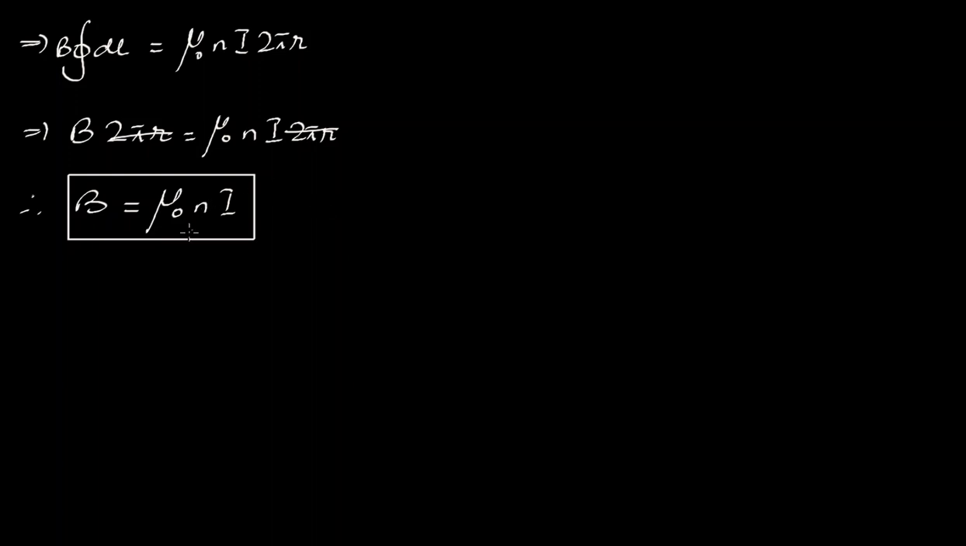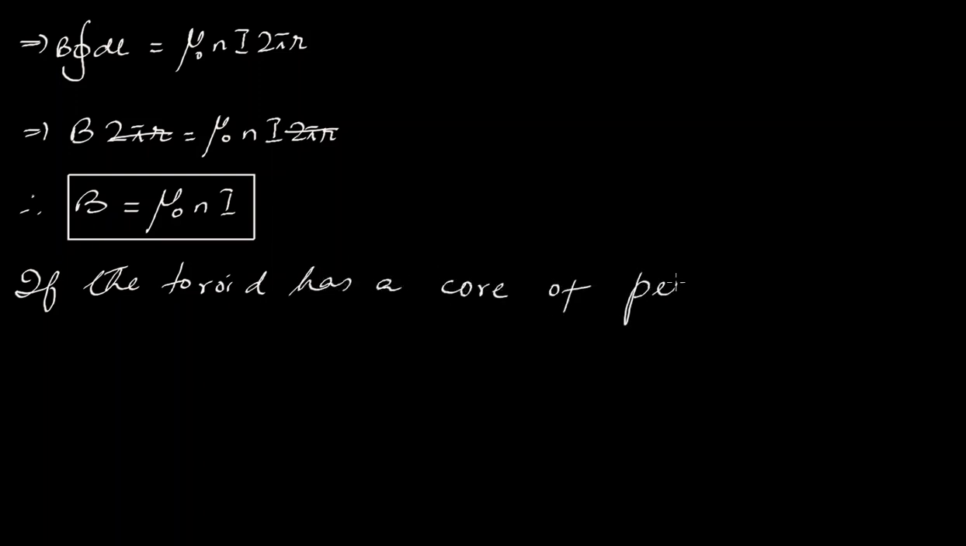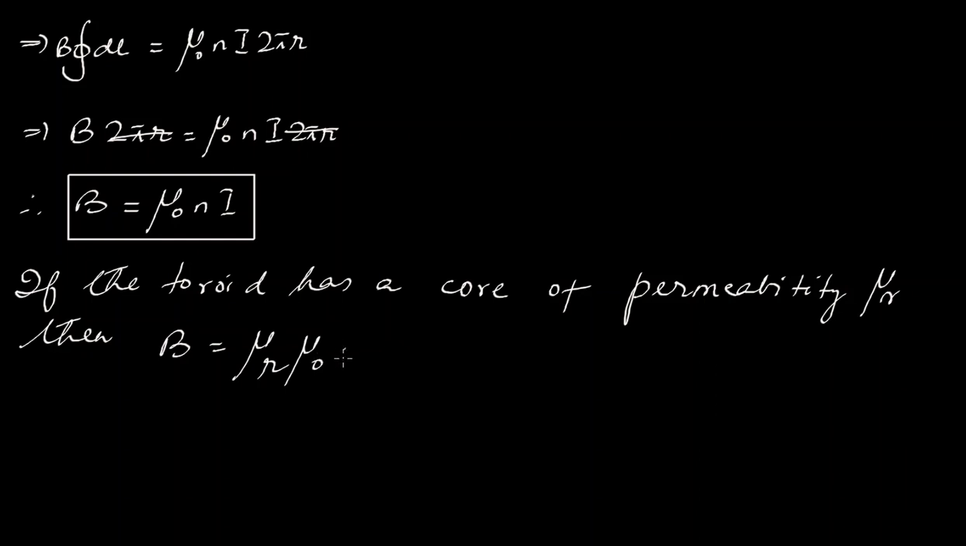Because the solenoid and the toroid are nothing but the same thing. The only difference is in the shape. Okay, so the strength of the magnetic field also will come out to be the same, right? So if the toroid has a core of permeability mu r, then B is equal to mu r mu naught n I.